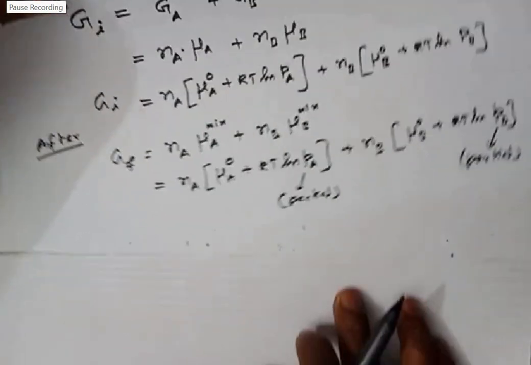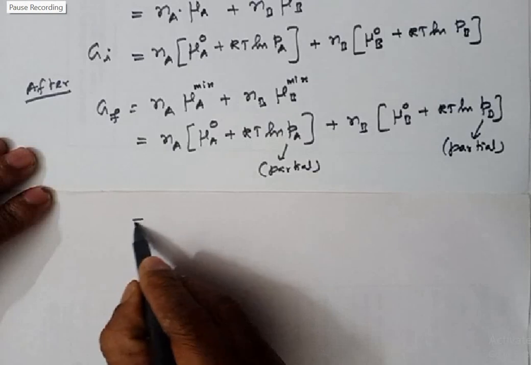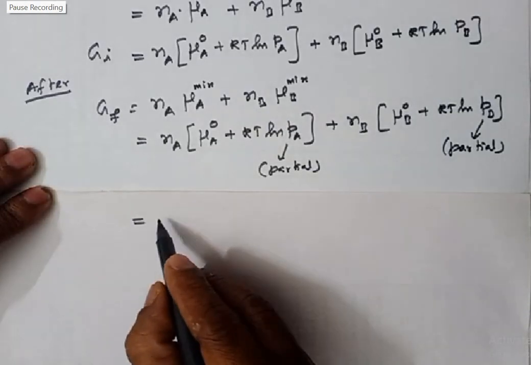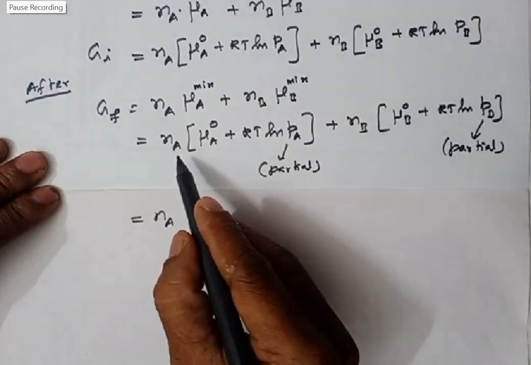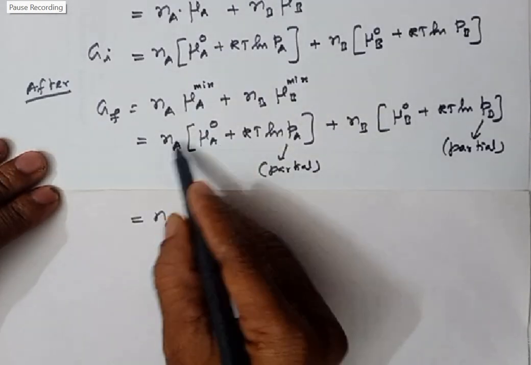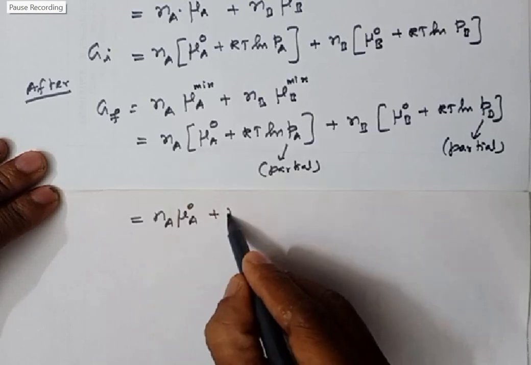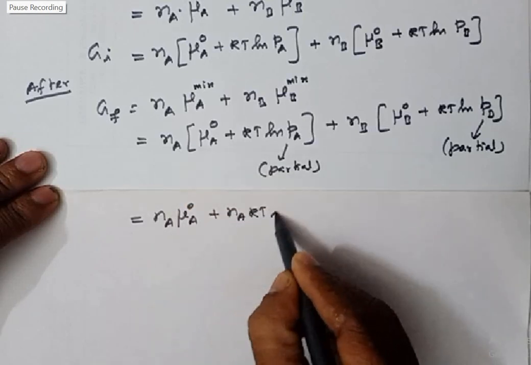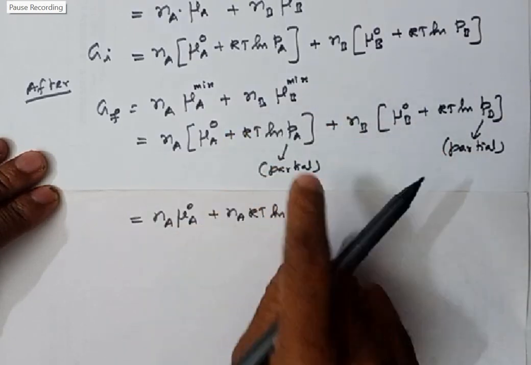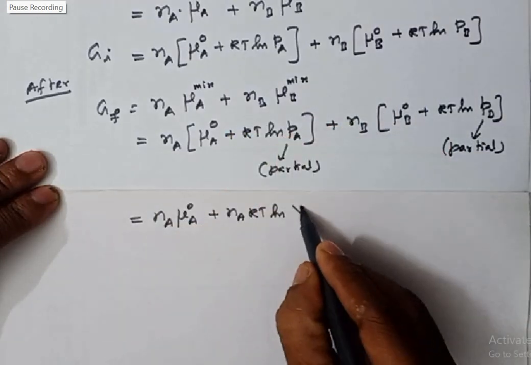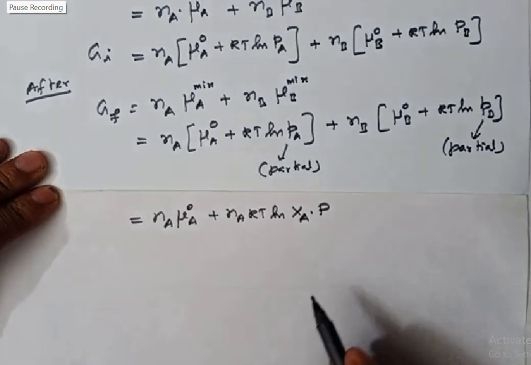Let me write here. Observe carefully. I'll keep this Na as such. If you want, you can also multiply here Na into mu naught A plus Na into RT ln partial pressure of A. Since A and B are ideal gases, partial pressure of A is nothing but mole fraction of A into total pressure, P.